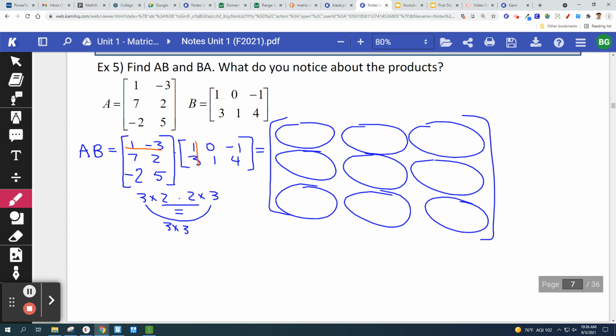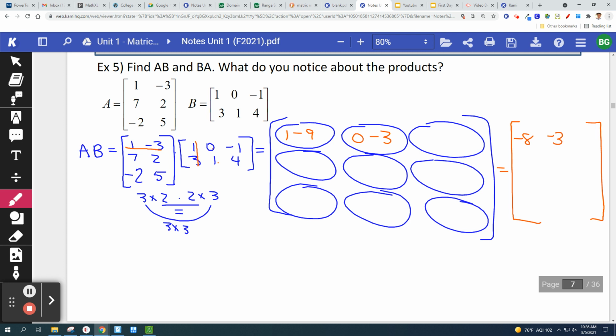But I'm doing the first number times the first number, and then -3 times 3. I've got that. So I know my 1, 1 entry is -8. And so I just keep going. I'm going to do the first row that I've already got a line through times the second column. And so I'll just point, 1 times 0 is 0, and -3 times 1 is -3. That means my row 1 second column entry is going to be -3.